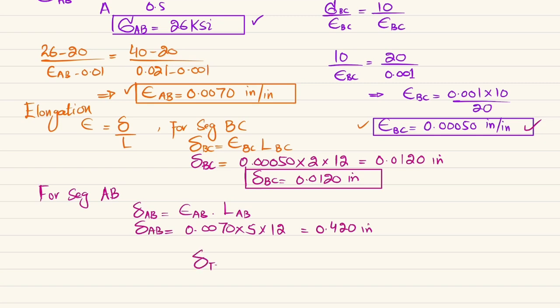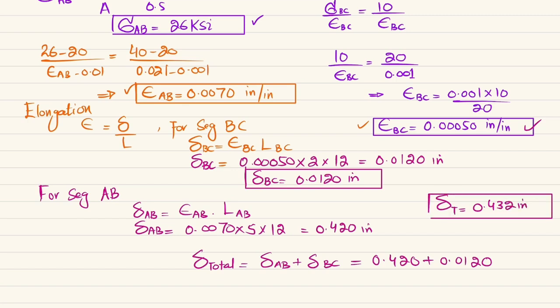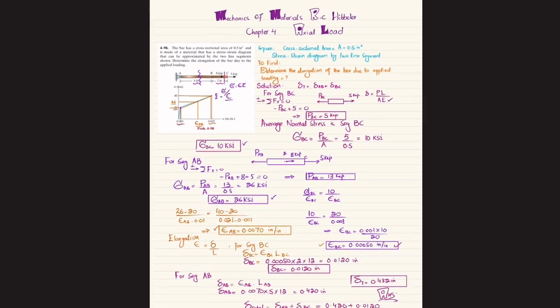Now total elongation or total change in length will be equal to change in length AB plus change in length BC. So 0.420 is change in length of AB plus 0.0120 in length BC. When you calculate it, you will get total change in length equal to 0.432 inch. So due to the applied loading, total change in length is 0.432 inch. And that was all about this problem 4-98.